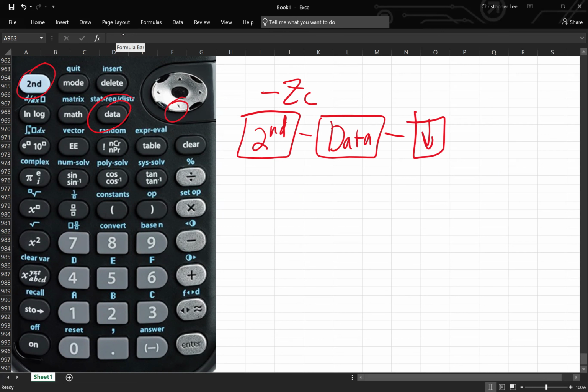I forget what it says. Somebody tell me, what is it? Is it inverse normal or normal inverse? Inverse is spelled INV. You don't see that there? Yeah, inverse normal, INV. All right, so you're going to go down to INV norm.